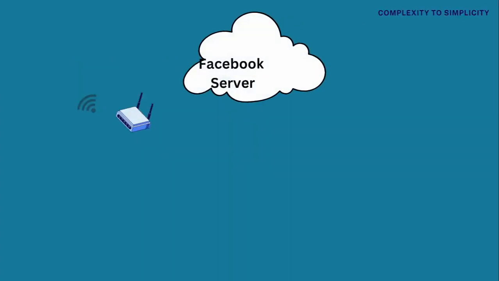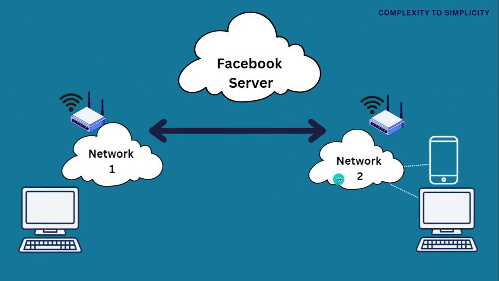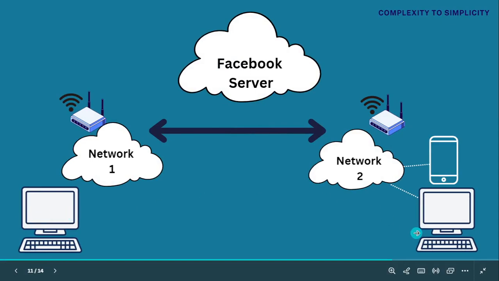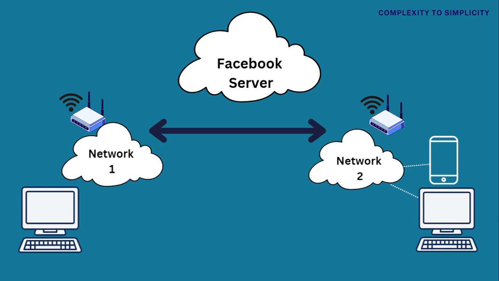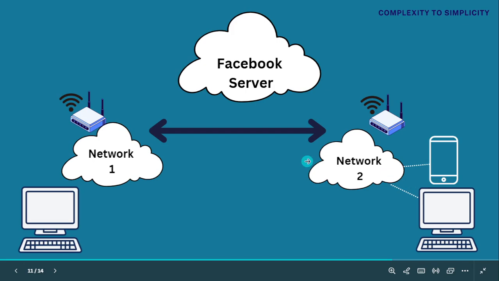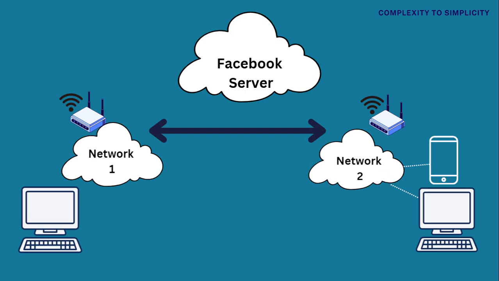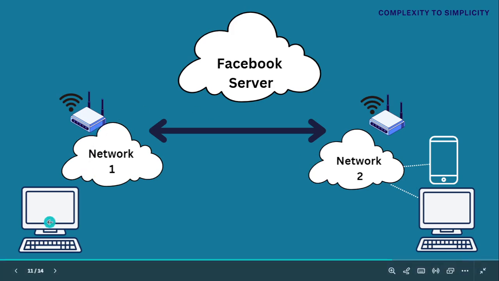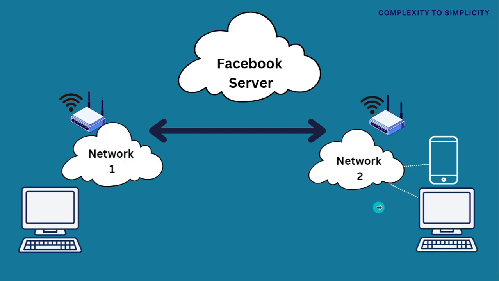To understand it better, let's take an example. Here we have two computers, computer A and computer B. They are connected to network 1 and network 2, based on the format of their IPs, we can say IPv4 or IPv6, right? So here computer A is connected to network 1 and computer B is connected to network 2. And let's say that computer B requested to access Facebook, and now the Facebook server replies to the computer.